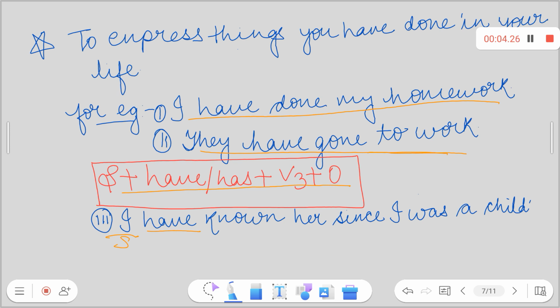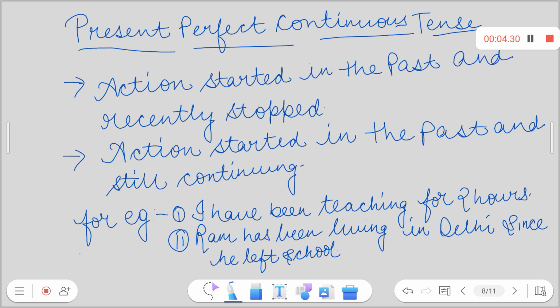So one more sentence is there. I have known her since I was a child. Now comes present perfect continuous tense. When we talk about present perfect continuous tense, we can see an action started in the past and recently stopped. So whenever we are talking about any action which started in the past and recently has stopped, we can say it comes under present perfect continuous tense.